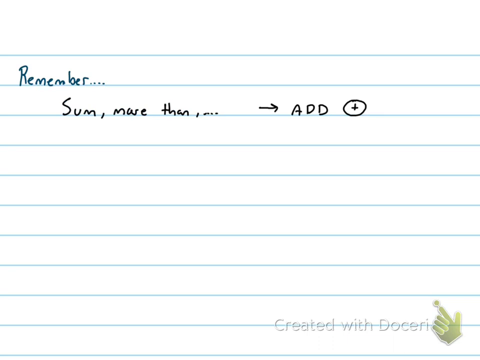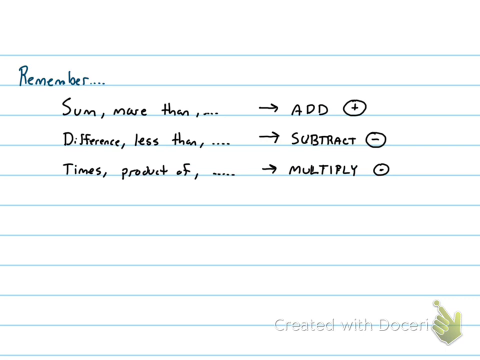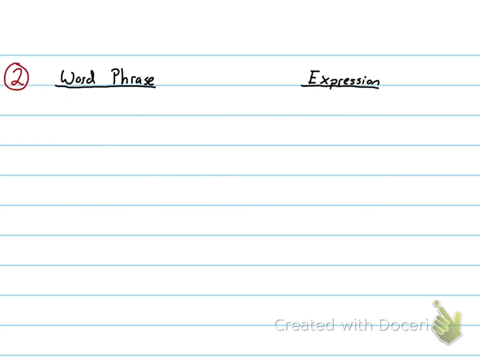So let's remember some key words that will help us know what to use. Whenever you see the word sum or more than, that always means to add. Whenever you see difference or less than, that's always going to mean to subtract. Times, product of, or multiply means to multiply, and finally quotient or divided by would mean to divide.